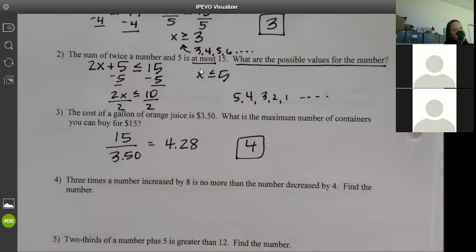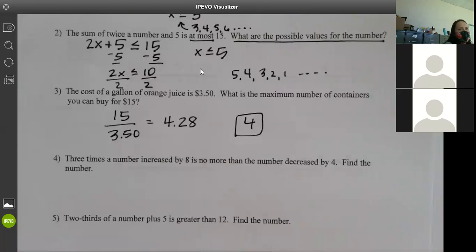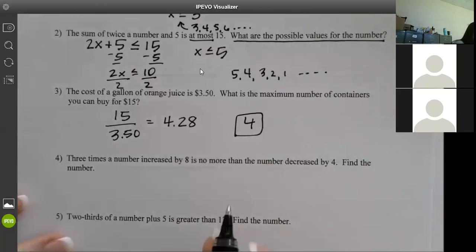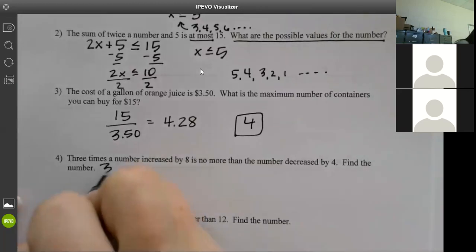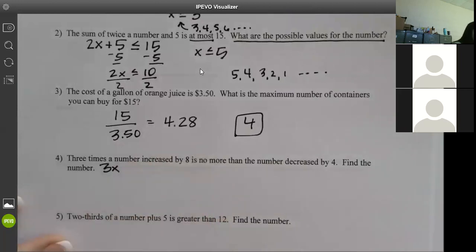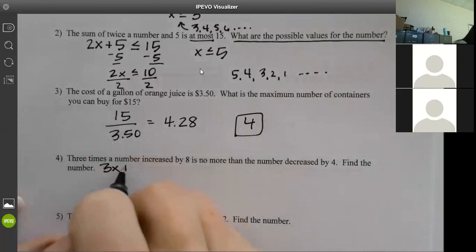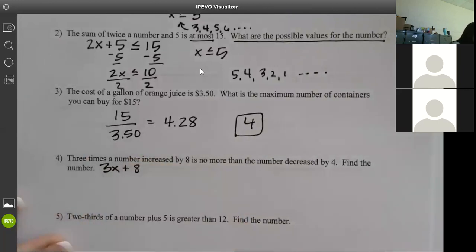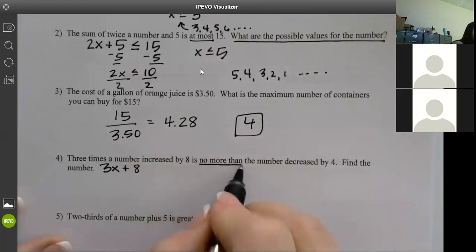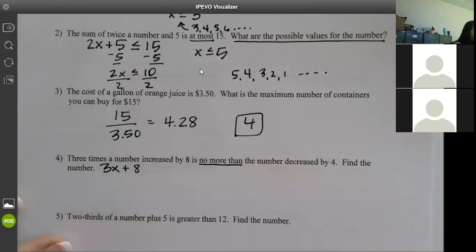All right, back to normal ones. 3 times a number, how do I write that? 3x, subtract 8, increased, add 8, is no more than. So if it's not more than, what does it have to be?